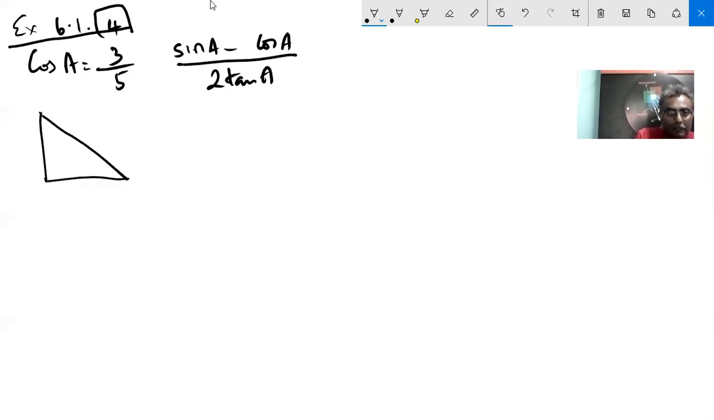I'll draw the triangle. Is it necessary that we draw the triangle for the sums? It will help you not make errors. If you try to do it mentally, you might make errors. Yes, better you draw the triangle. Here, which is the opposite side? Name of the side.